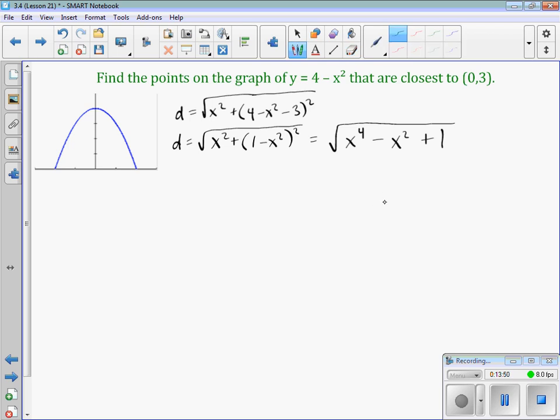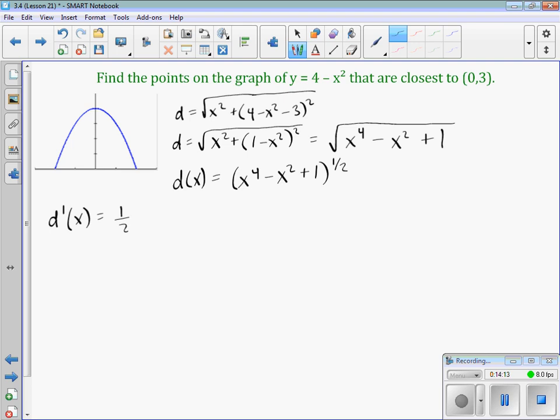So this is my primary equation, right? Let's write this. So this is my distance in terms of just x. So we'll write that as x to the 4th minus x squared plus 1 to the half power. And then what do I have to do with that? Derivative. So let's do our derivative.